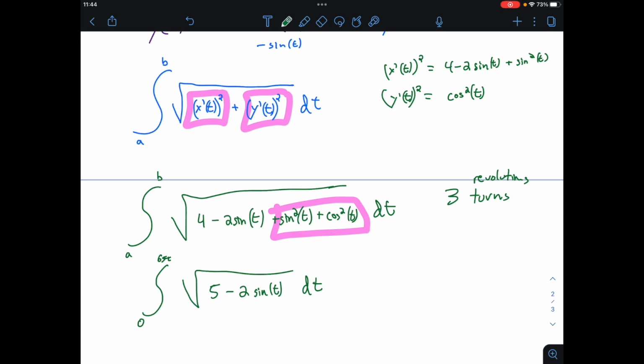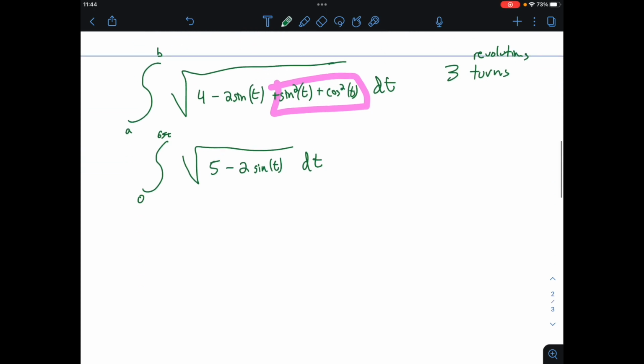Now, I don't see anything obvious about how to do this integral. Maybe it's not that hard. Maybe it is. Kind of beats me. But I'm going to go ahead and pop that into Wolfram Alpha, and let's see what we get. If you know how to do it, good on you. But I do not. So we're going to go from 0 to 6 pi, square root of 5 minus 2 sine t dt. And when we put that in, off it goes.